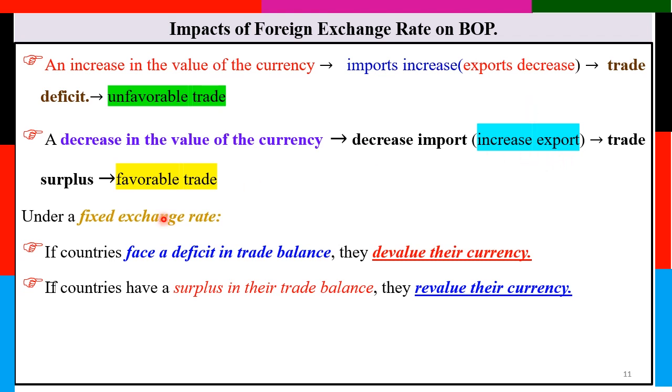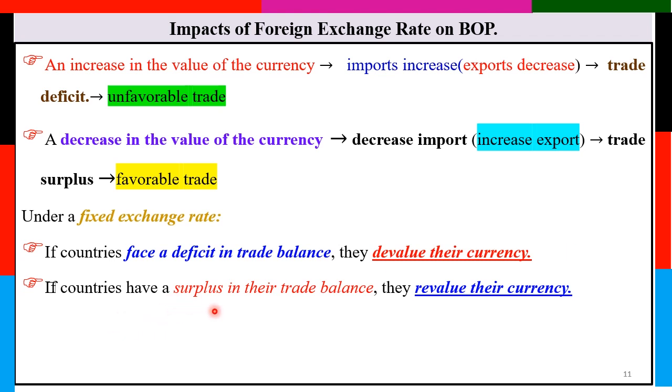Under fixed exchange rates, if a country faces a deficit in the trade balance, the country may take the measure of devaluation of the currency when there is a deficit in the economy, in order to increase the amount of exports. It is better to devalue that country's currency. At that time, the domestic product becomes cheaper for foreigners, and therefore foreigners buy that country's products in huge amounts.